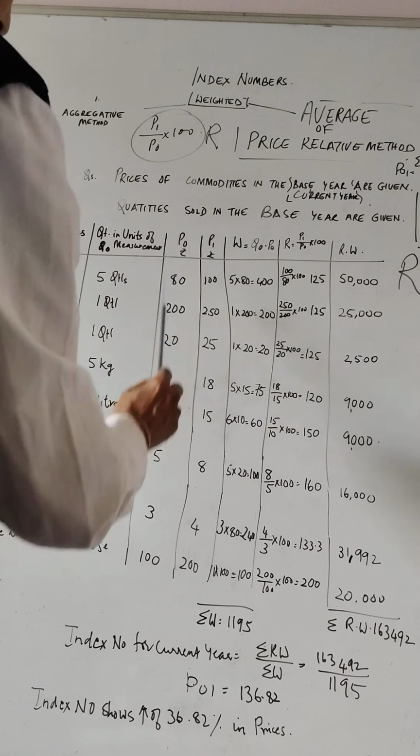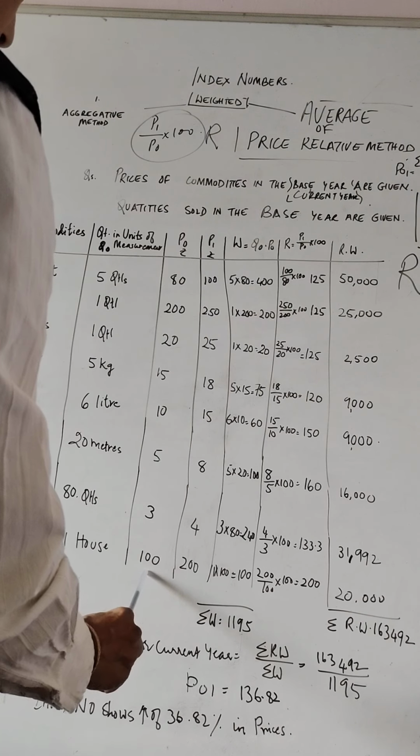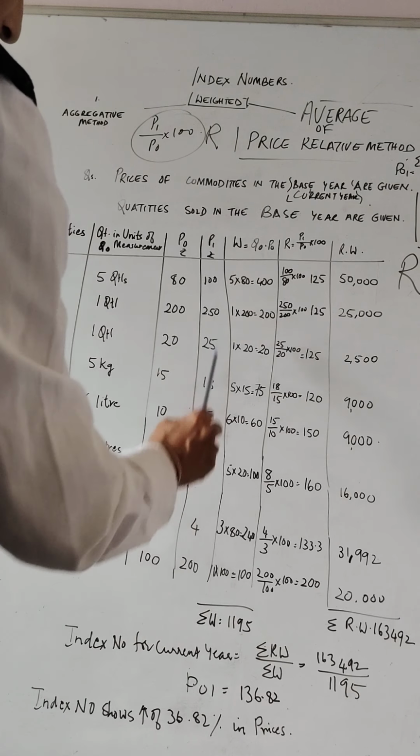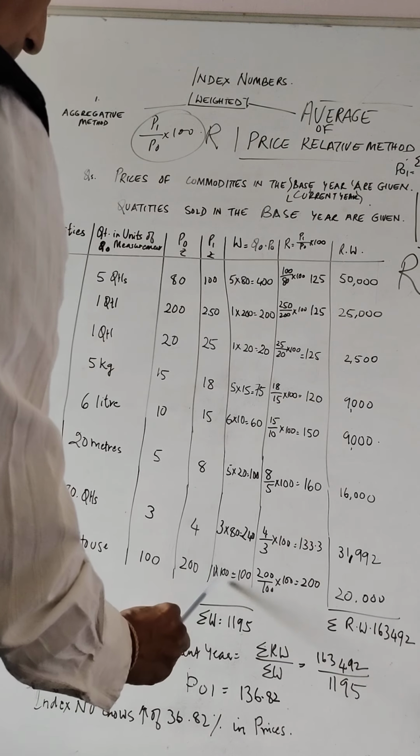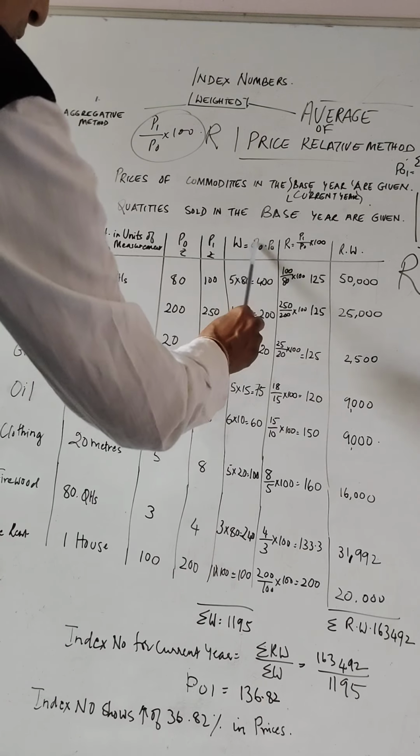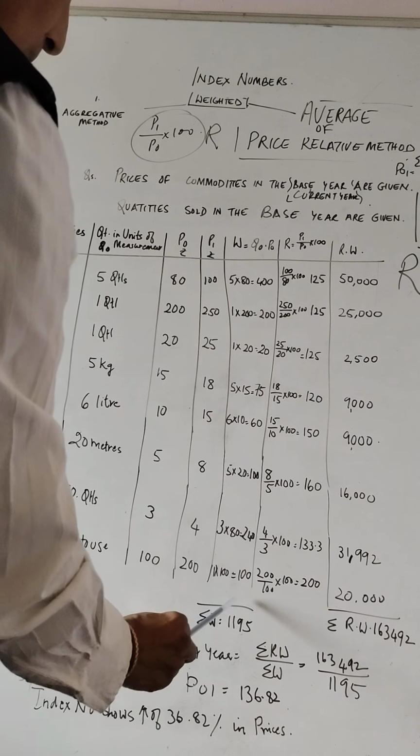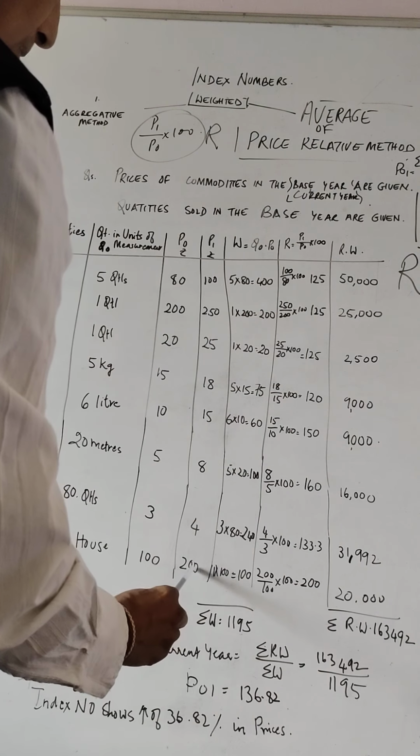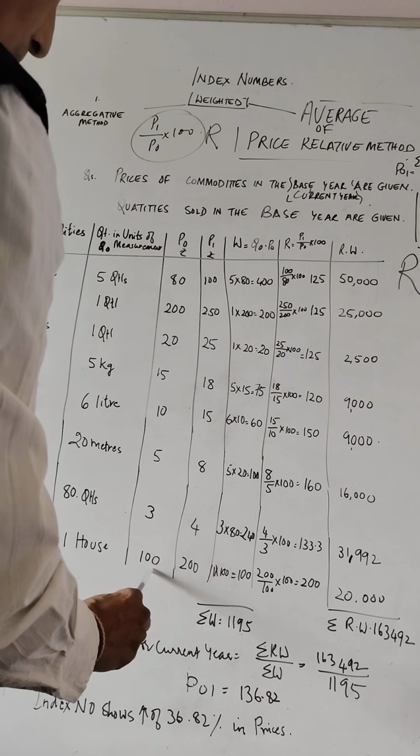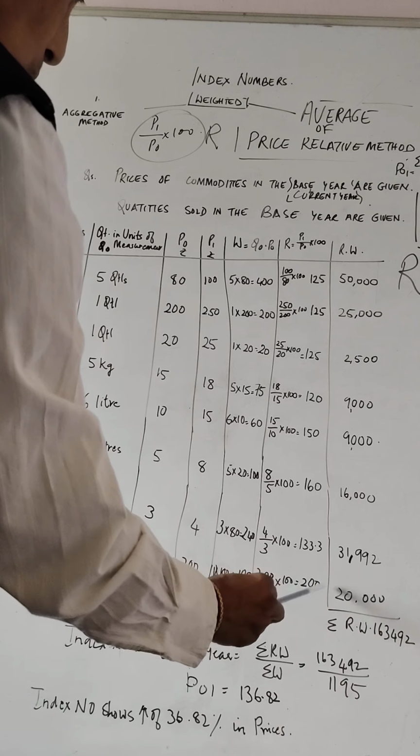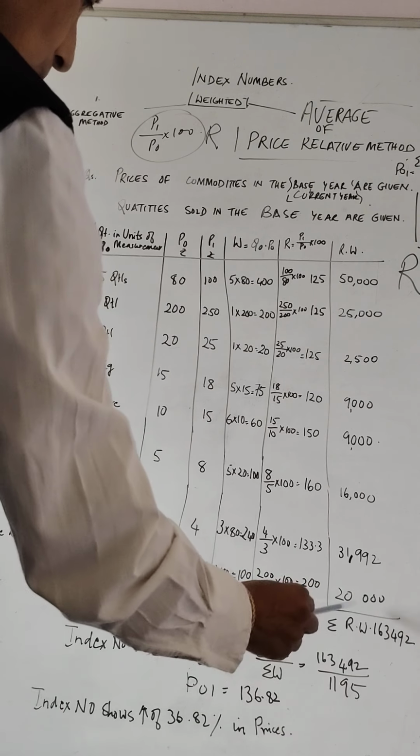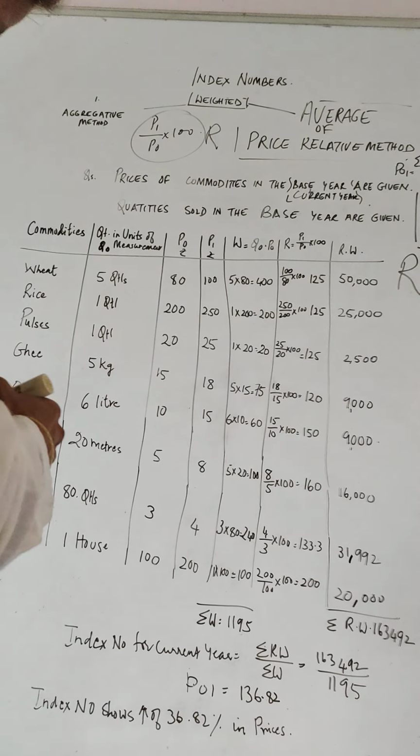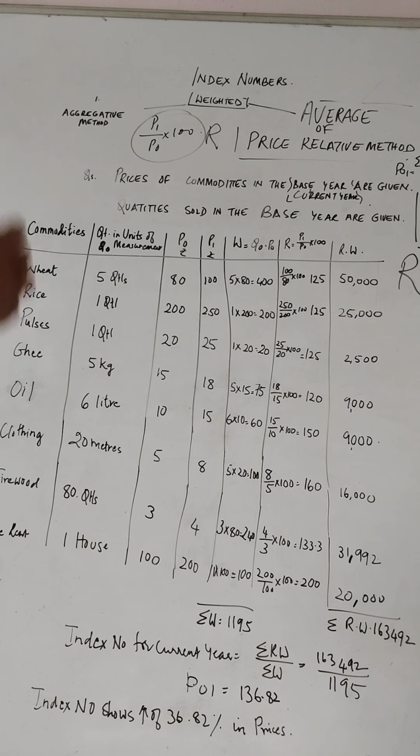Now next is house rent. One house, price in the base year, that is the rent in the base year was 100, in the current year it's 200. So one house into 100, that is Q0, P0, that is the weights, 100, and price relative is P1, that is current year price 200 upon the base year price, that is 100 into 100 is 200. So what you get is 20,000.